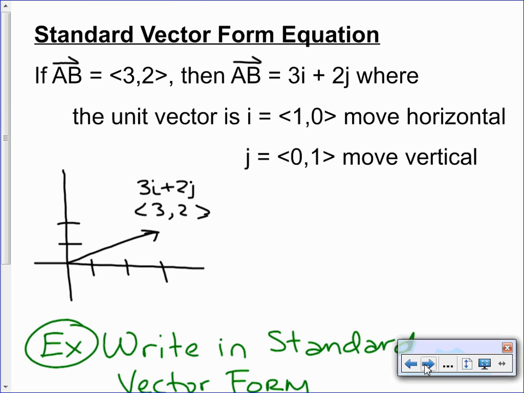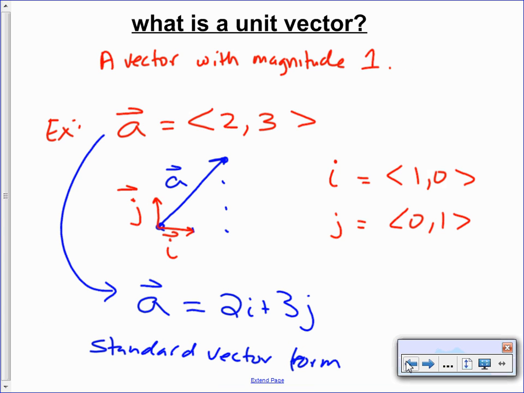Did I go too fast? I'm sorry, I'll go back. Okay. Writing stuff in vector form, that's the easy part. You just basically add i and j: i for the x component and j for the y component. It's so easy.